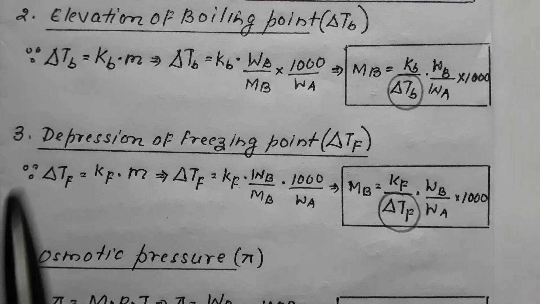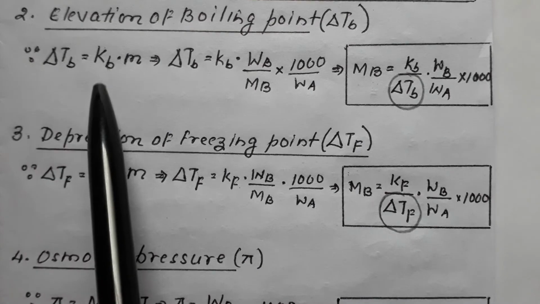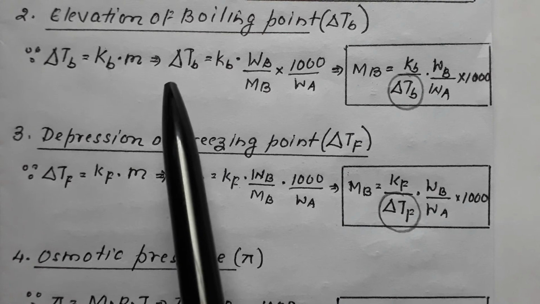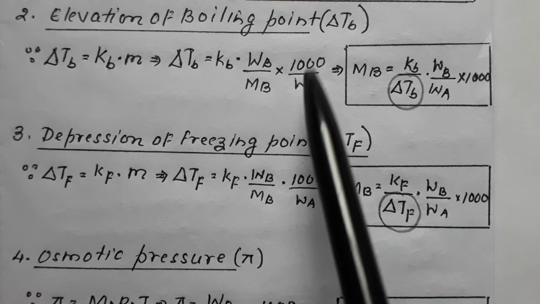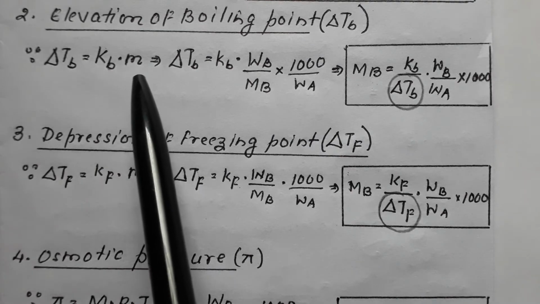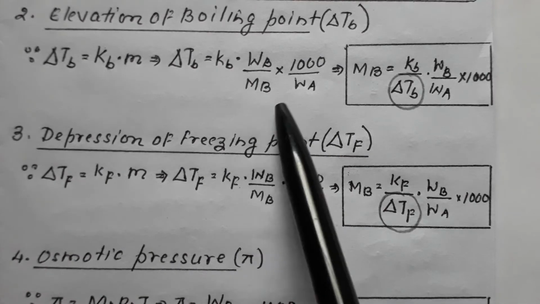Now similarly, elevation of boiling point. We said that del TB is equal to KB into m, or del TB is equal to KB into WB upon MB into 1000 upon VA. What is m? m is molality. So now we can calculate the molecular mass.